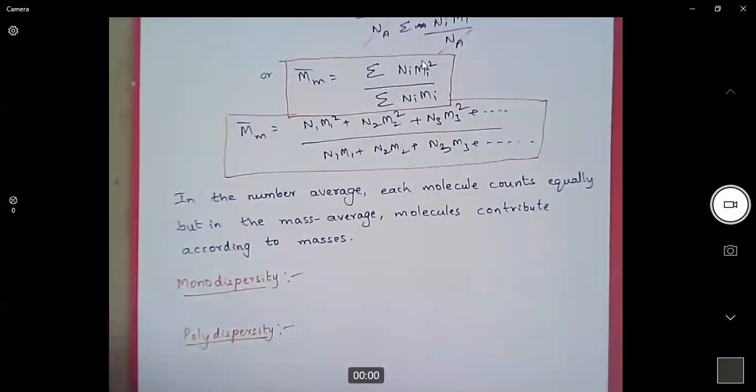What is monodispersity? When we prepare a polymer, it will have many chains, many polymer molecules. Now, if all the polymer molecules are of the same length, that means if all the polymer molecules have the same number of monomer units, then it is called monodispersity.